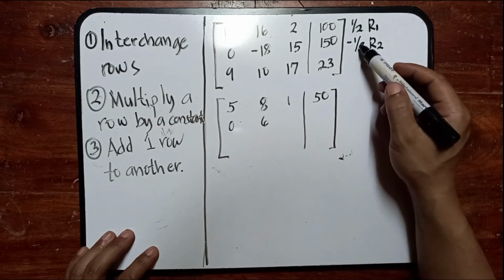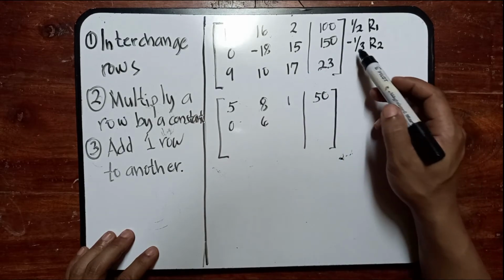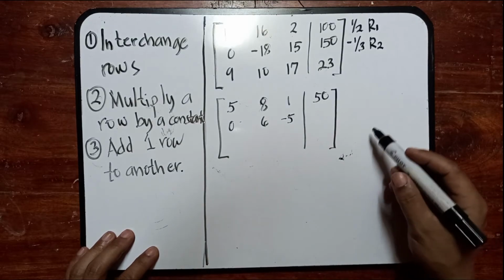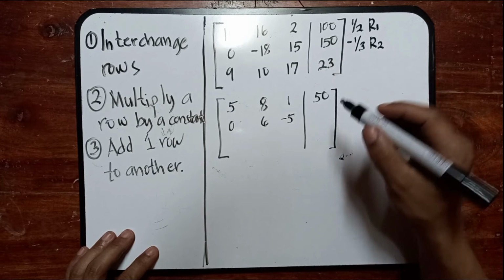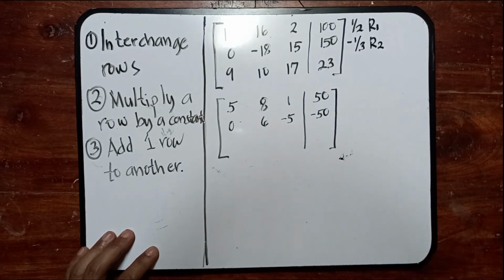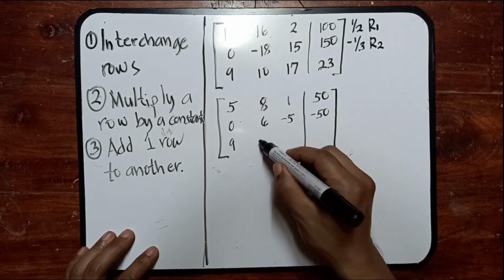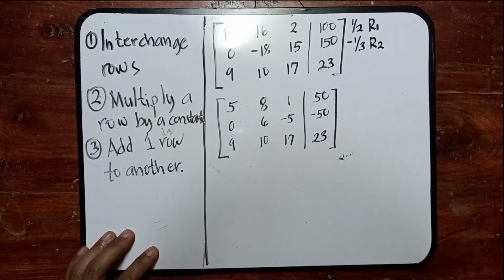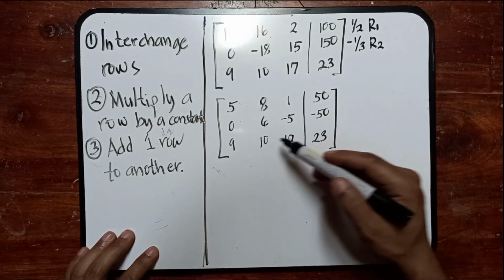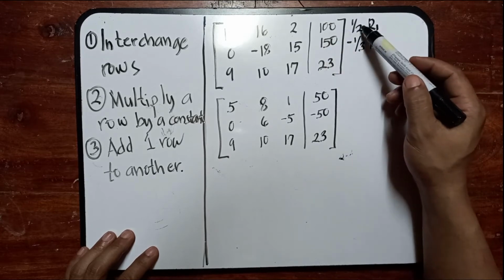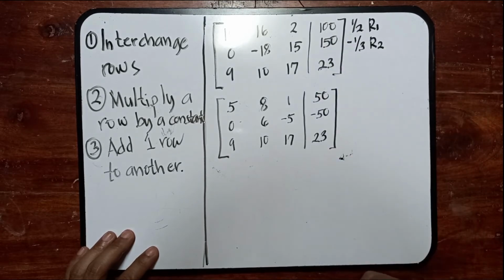And then 1/3 of 15, and we have a negative here, so this becomes negative 5. And then 1/3 of 150, this becomes negative 50. And then for the last row, we will just copy everything there. There you go. So this is now the new matrix from the result of multiplying the first row with a constant and the second row with another constant.